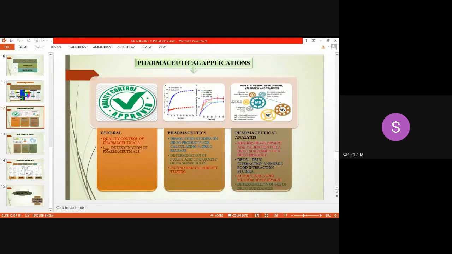Nobody has given examples, and I had not informed you in the last class. You have to include examples. If quality control of pharmaceuticals, take one drug. If you search the same title on the net, you will get many articles. From that you can take one or two examples of drugs studied by UV visible spectroscopy, and focus on that as an example.